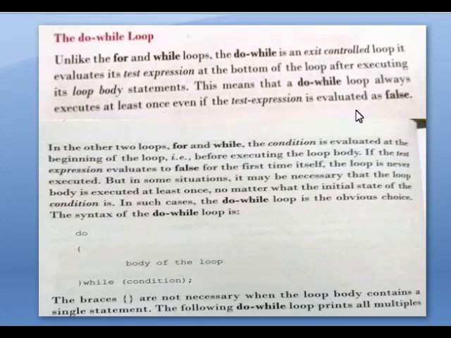Okay, see, this is the syntax of this loop. Do, body of the loop, then it checks the condition. It does the calculation first, then it checks the condition. If the condition is true, then it will do the calculation one more time. If the condition is false, it will still do the body once, then it checks the condition. Here if the condition is false, then it will exit from the loop.